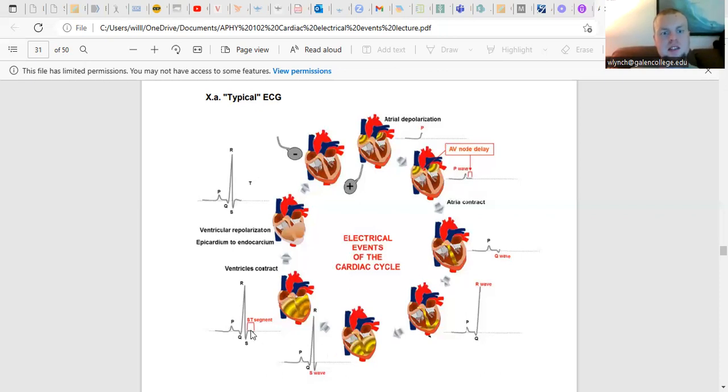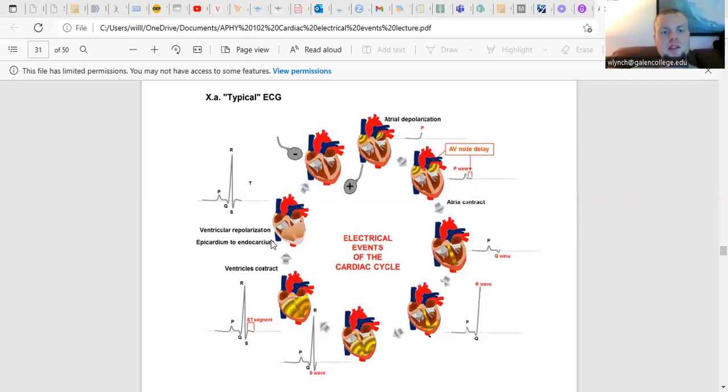Finally, we have the ST segment. During the ST segment, we have ventricular contraction. Now keep in mind that atrial repolarization happens during the QRS complex. So the atria depolarize at the P wave, repolarize during the ventricular contraction, but it is masked by the QRS complex. So we do not see the atrial repolarization here. The ST segment is the time that the ventricles are contracting and the atria are relaxed.